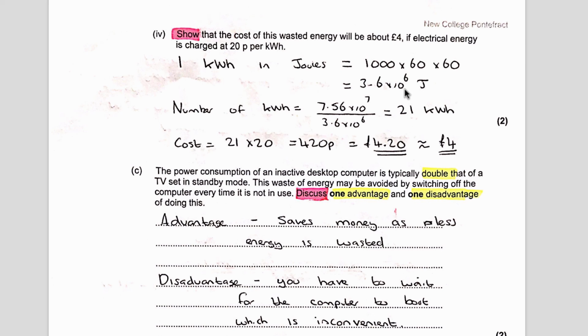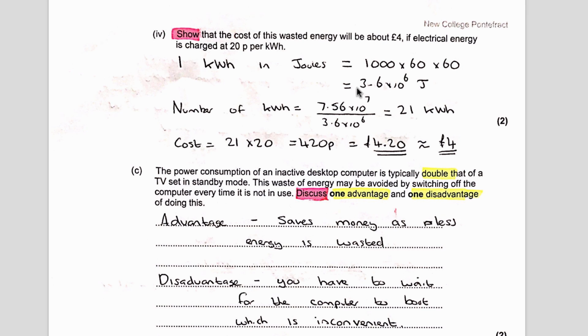So first of all, we can work out the number of kilowatt hours that are being wasted. This was the number of joules that were being wasted, that we worked out in the previous part of the question. This is the number of joules that are in 1 kilowatt hour. So if I do this number divided by this number, it tells us how many kilowatt hours of energy we've got. And if I do that, I get 21 kilowatt hours.